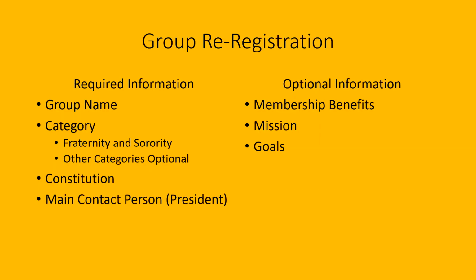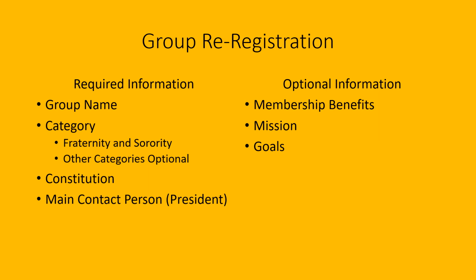Now, what that's going to look like, we're going to require several stages of information. The first page, we're going to ask just basic information. We need your group name, what kind of group or organization you are. You'll be fraternity and sorority, of course. We'll require a copy of your constitution, so make sure you have that in a digital file. We also need to know a contact person, which is typically the president. So make sure that you have that information handy as well.